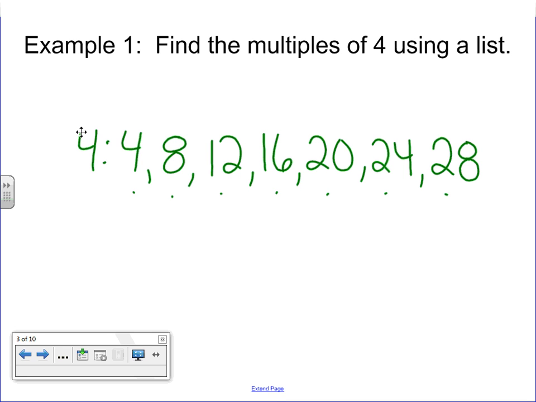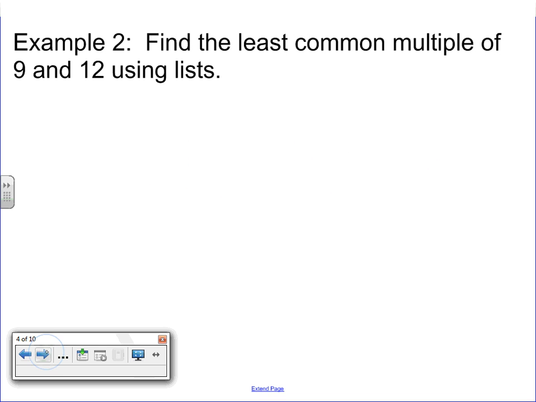All right, now that we know how to make a list of multiples, we're going to actually try to use the list method to find a least common multiple. So I'm going to find the least common multiple of 9 and 12 using a list. I'm going to start off with my list of 9 and 12.